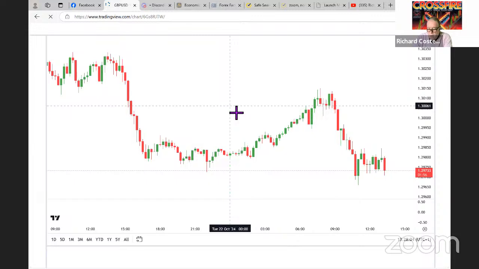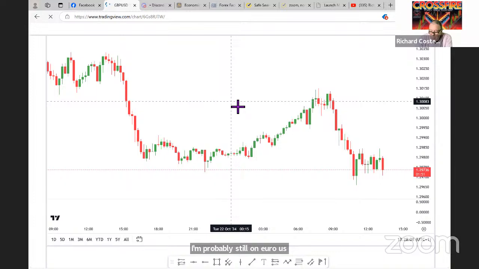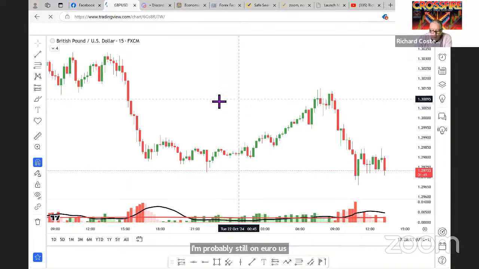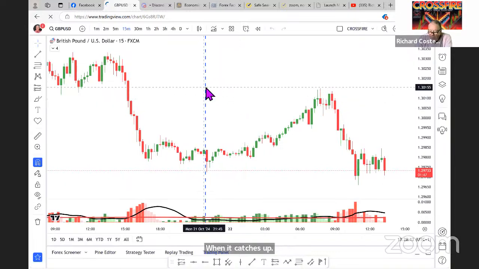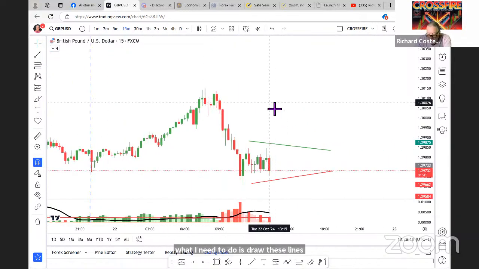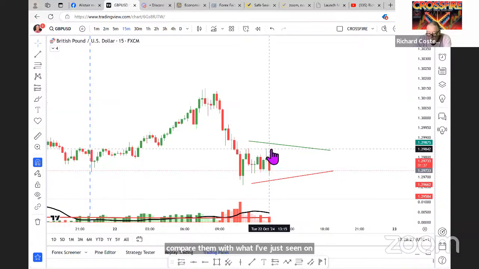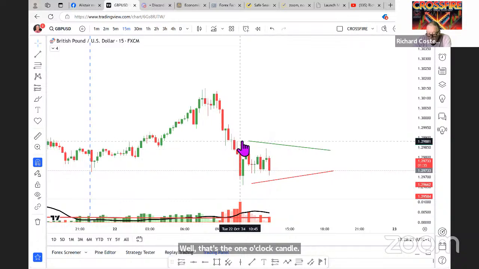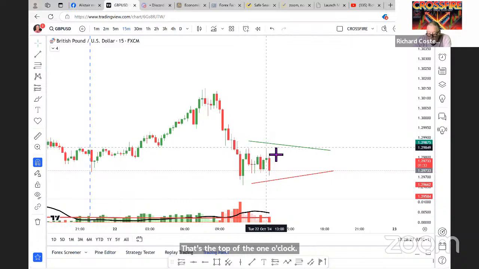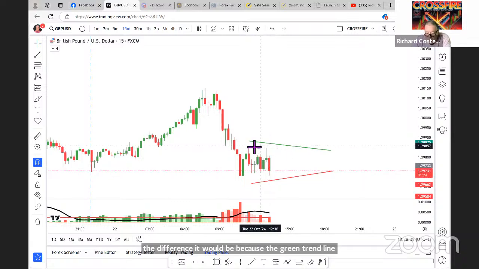So I'm probably still on Euro US. I need to change it when it catches up. Right. Now on GBP US dollar. What I need to do is draw these lines accurately and compare them with what I've just seen. So that's the 1 o'clock candle. That's the top of the 1 o'clock. I'm looking left. I need to go up to that one there. Now that's a difference because the green trend line was drawn horizontally, but it should have been drawn up there.